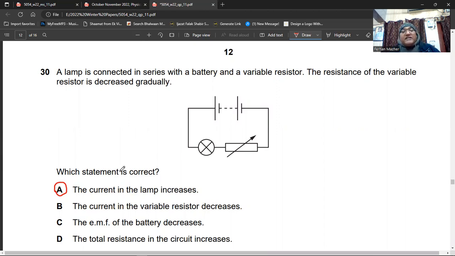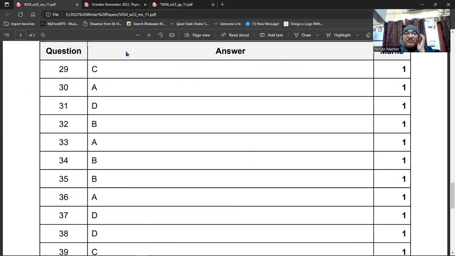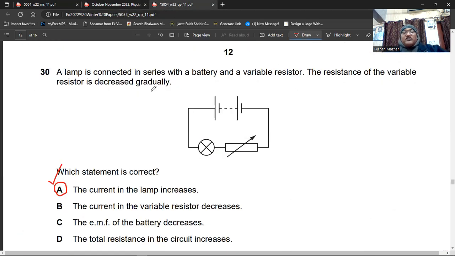And he says the current in the variable resistor decreases. Why would it decrease? Because the resistance will decrease, so a larger current will flow. The EMF of the battery decreases. The EMF of the battery cannot be changed like this. And the total resistance in the circuit increases. No, I think A is the best option, sir. Question number 30, A is the right option, sir.